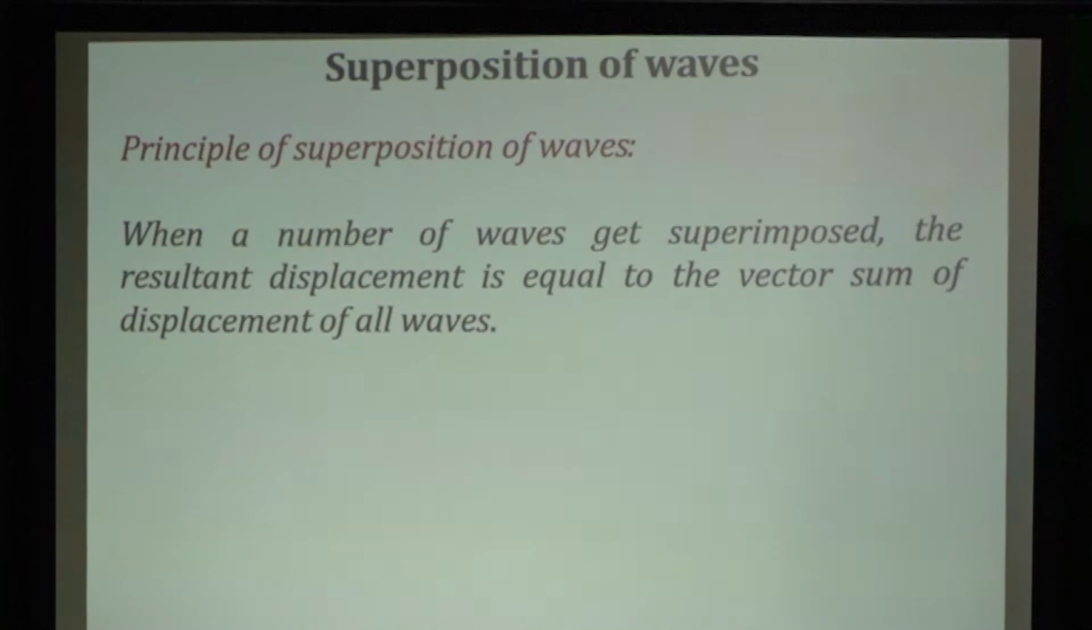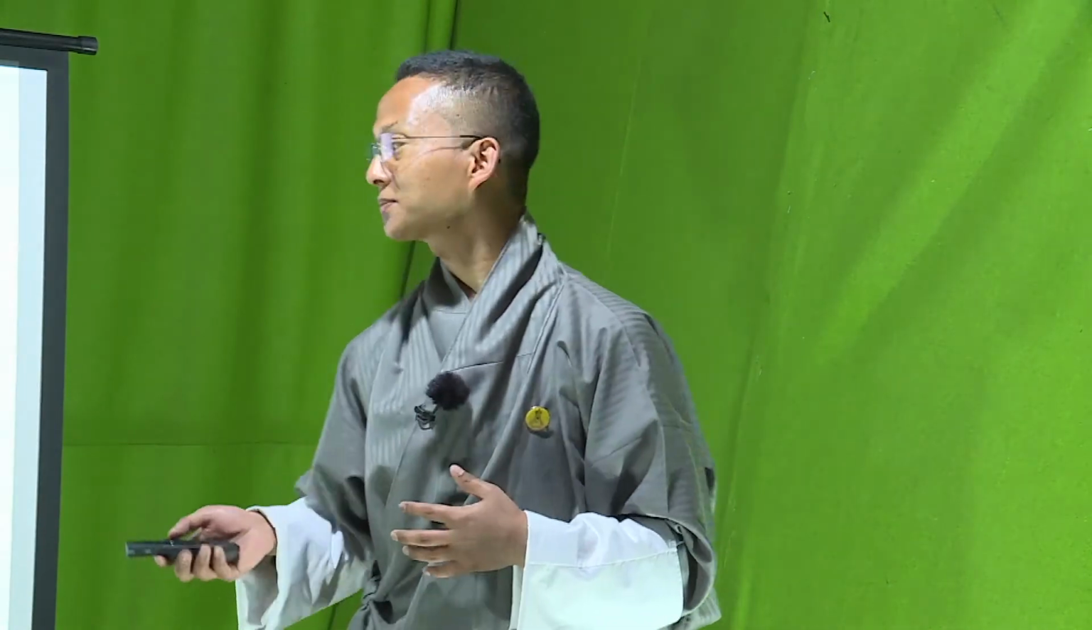So let us look at the principle of superposition of waves. It says when a number of waves get superimposed, the resultant displacement is equal to the vector sum of displacement of all waves. It is like if I give you 10 Newton and 20 Newton, the total amount that you will receive is 30 Newton. Similarly, if there are two or more waves traveling together, the resultant wave will have the sum. The amplitude of resultant wave will be the sum of the individual waves.